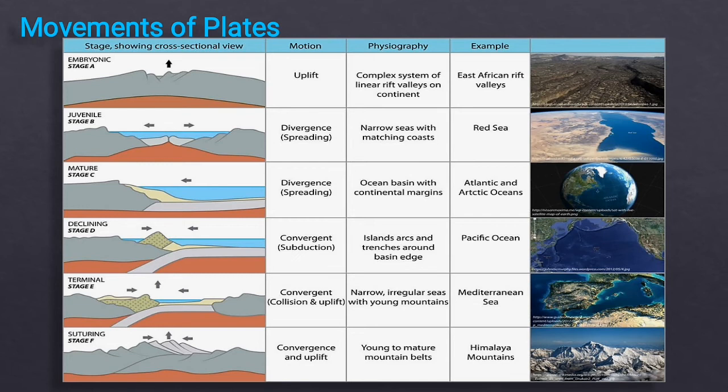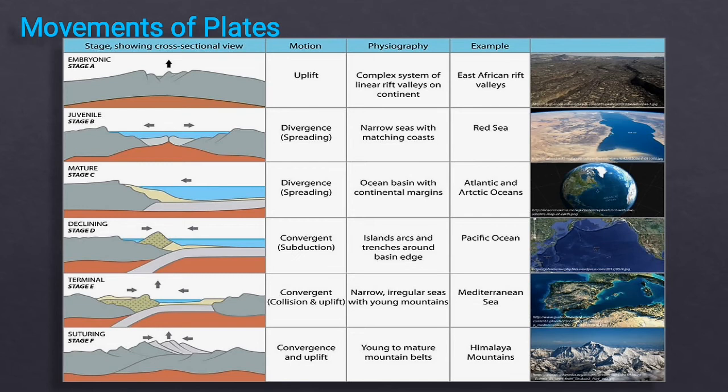And then next we have stage E, the terminal. This is where the last of the seafloor is eliminated and continents collide, forming a continental mountain chain. The motion is convergent, a combination of collision and uplift, and the physiography is a narrow, irregular sea with young mountains, and its example is the Mediterranean Sea.